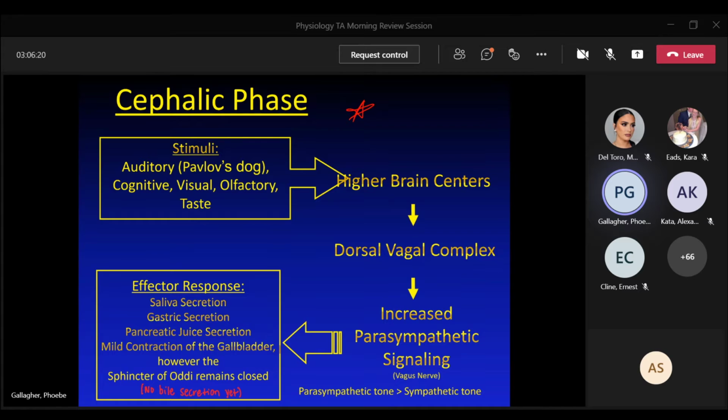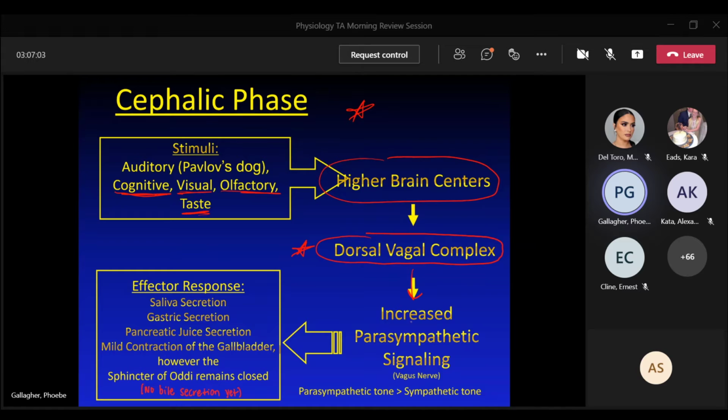So several different stimuli can trigger the cephalic phase. So auditory, for example, like he uses Pavlov's dog, the bell will make the dog's mouth water, but for us, maybe it's the sound of the toaster bell, because it signals that you're about to eat something. Cognitive, like thinking about food, seeing food, smelling food, and then obviously tasting food will signal to your higher brain centers, which then tells your DVC. This is an important thing to remember about your GI tract. It's the only real big brain system that you need to know for your GI tract, I think.